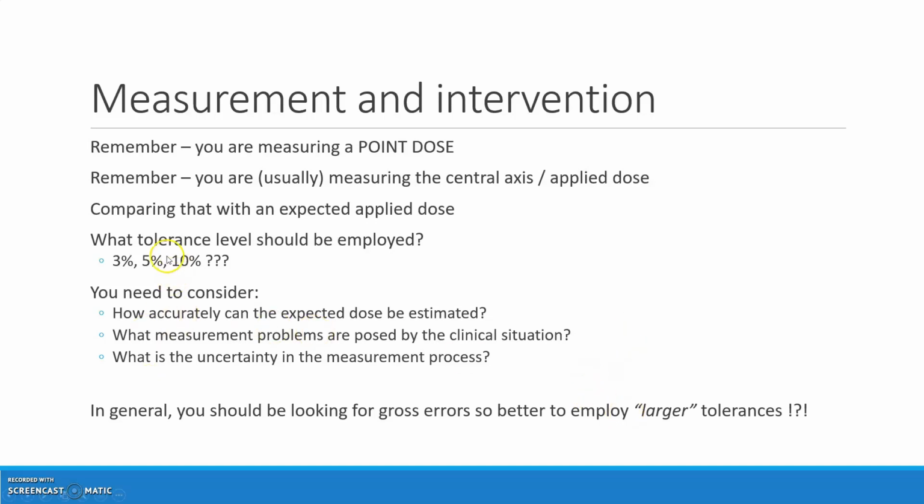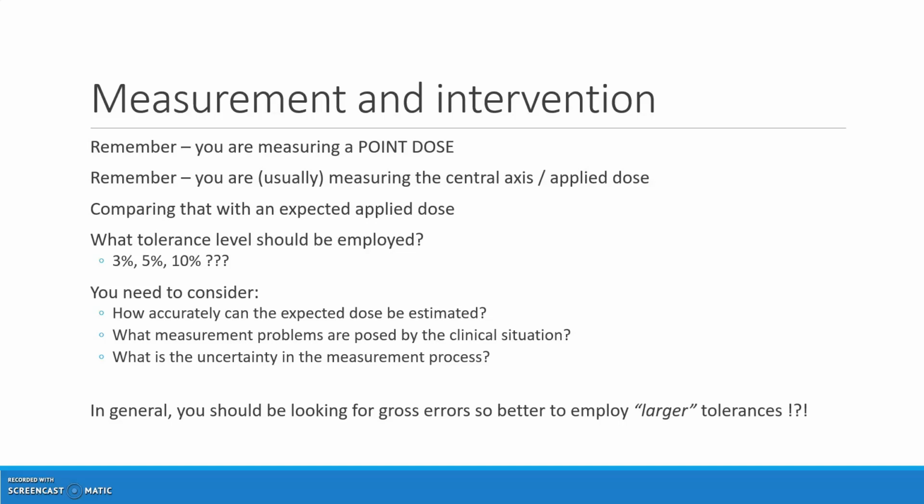Most departments use a tolerance level of 5%, but that's not necessarily always the best idea. And what we need to consider is how accurately we can estimate the expected dose. So based on the acquisition of patient data and the calculation of dose distribution and the calculation of applied dose. That's the first thing we need to consider. Secondly, we need to consider, are there any measurement problems posed by the clinical situation? Is there a high angle of incidence? So for example, is it an oblique beam for a breast treatment or a head and neck treatment?